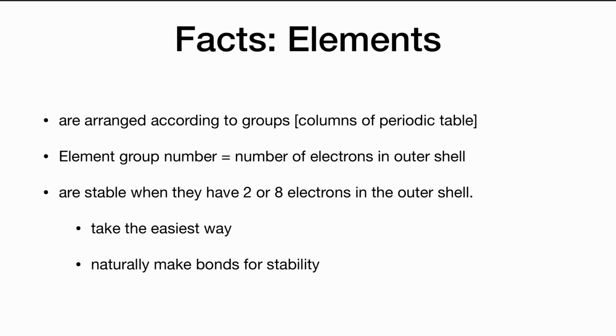And finally, well, not quite finally, but almost toward the end, the main point is that elements in nature are more stable when they have 2 or 8 electrons in the outer shell. That is what we typically find in nature: elements are more stable when they have 2 or 8 electrons in their outer shell.